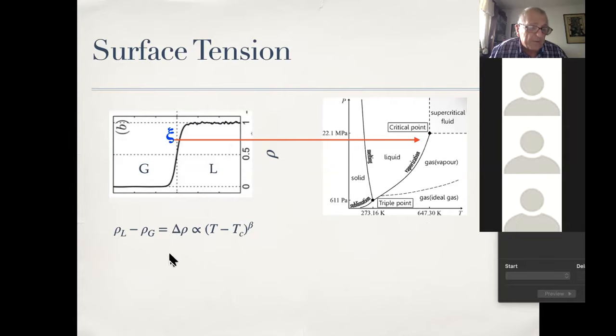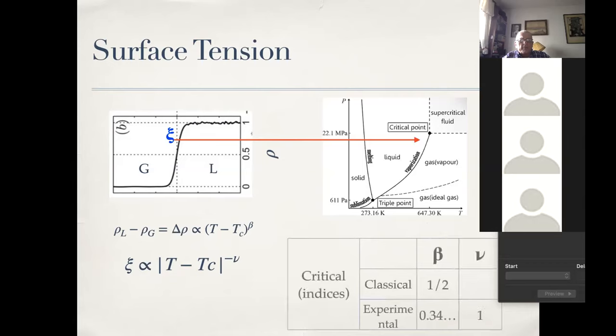The other equation which I can write here is that, as I said, xi increases. So when I am approaching a critical point, this thickness xi, which is also a correlation length in some sense, is increasing. It blows up. And it blows up also with a certain exponent, which is conventionally denoted by nu. I have here a table with the values of those coefficients. These coefficients, like beta and nu, are called in physics critical indices. And the value of the critical index calculated classically is equal to 1/2, but the experimental value is 0.34.